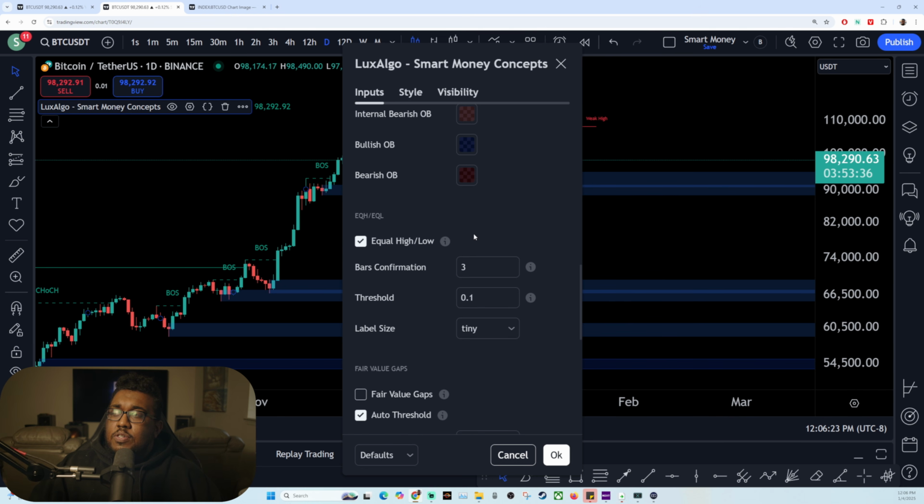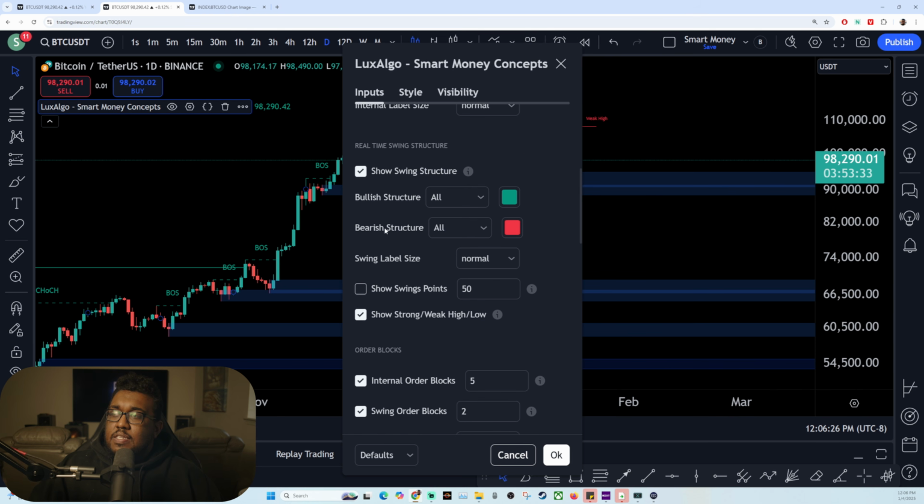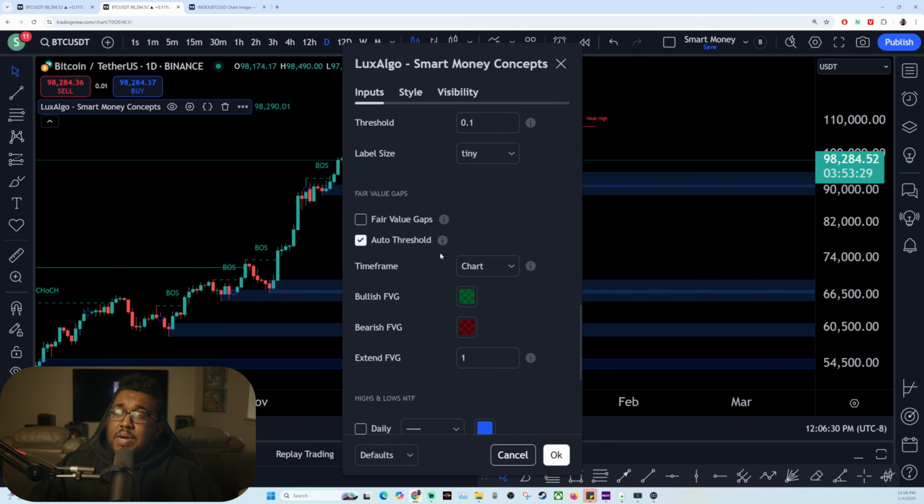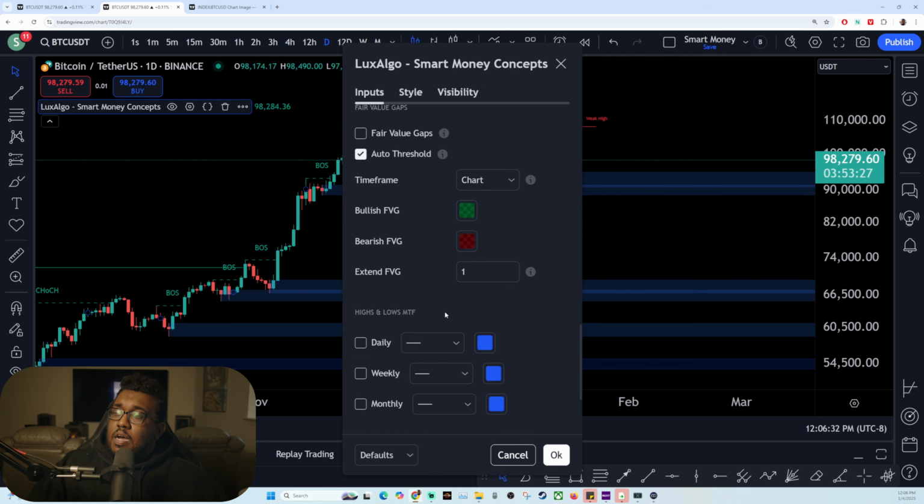Next, we have equal highs and lows. We already talked about this a little bit. It's basically the same thing as the strong weak highs and lows here. In fact, I might have actually been mistaken when I was talking about it earlier.